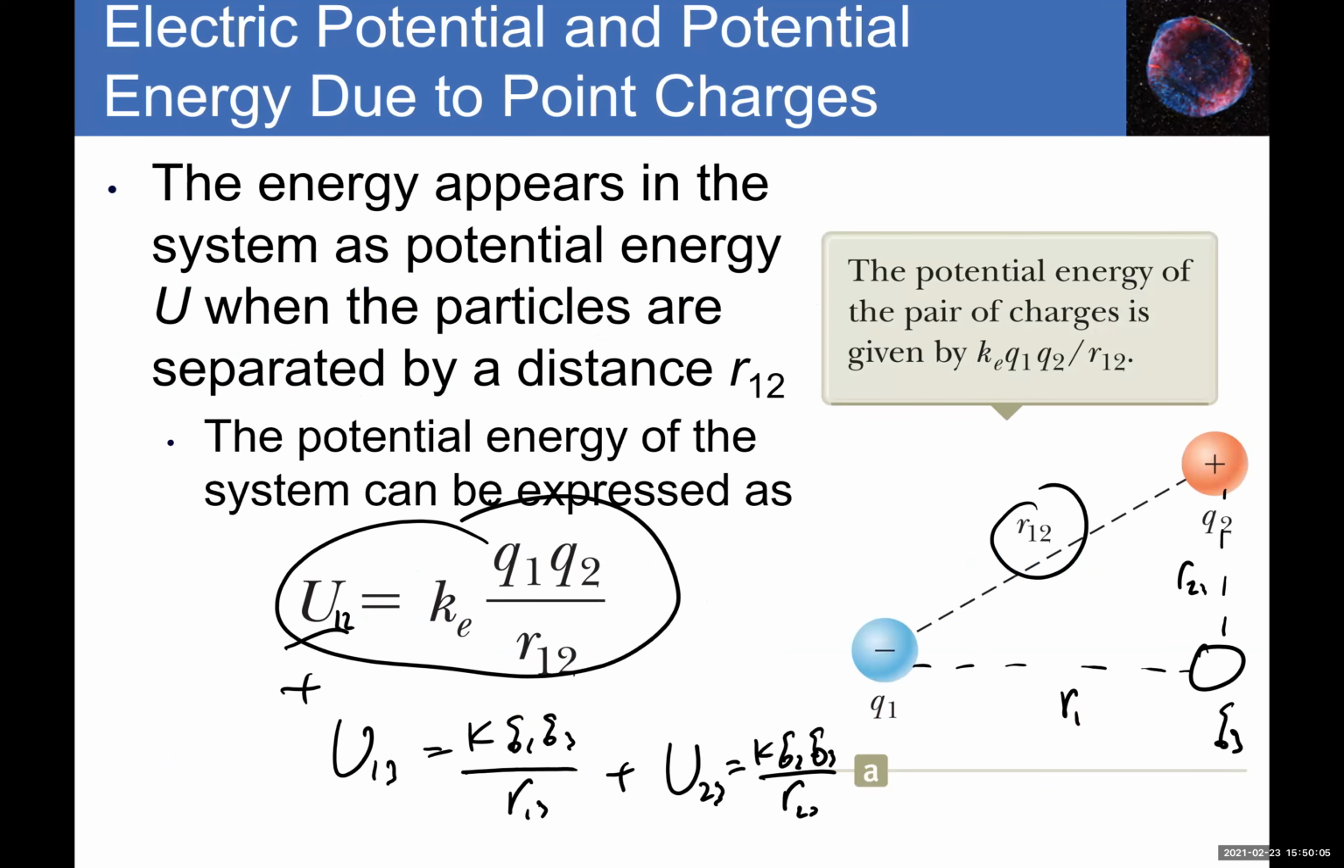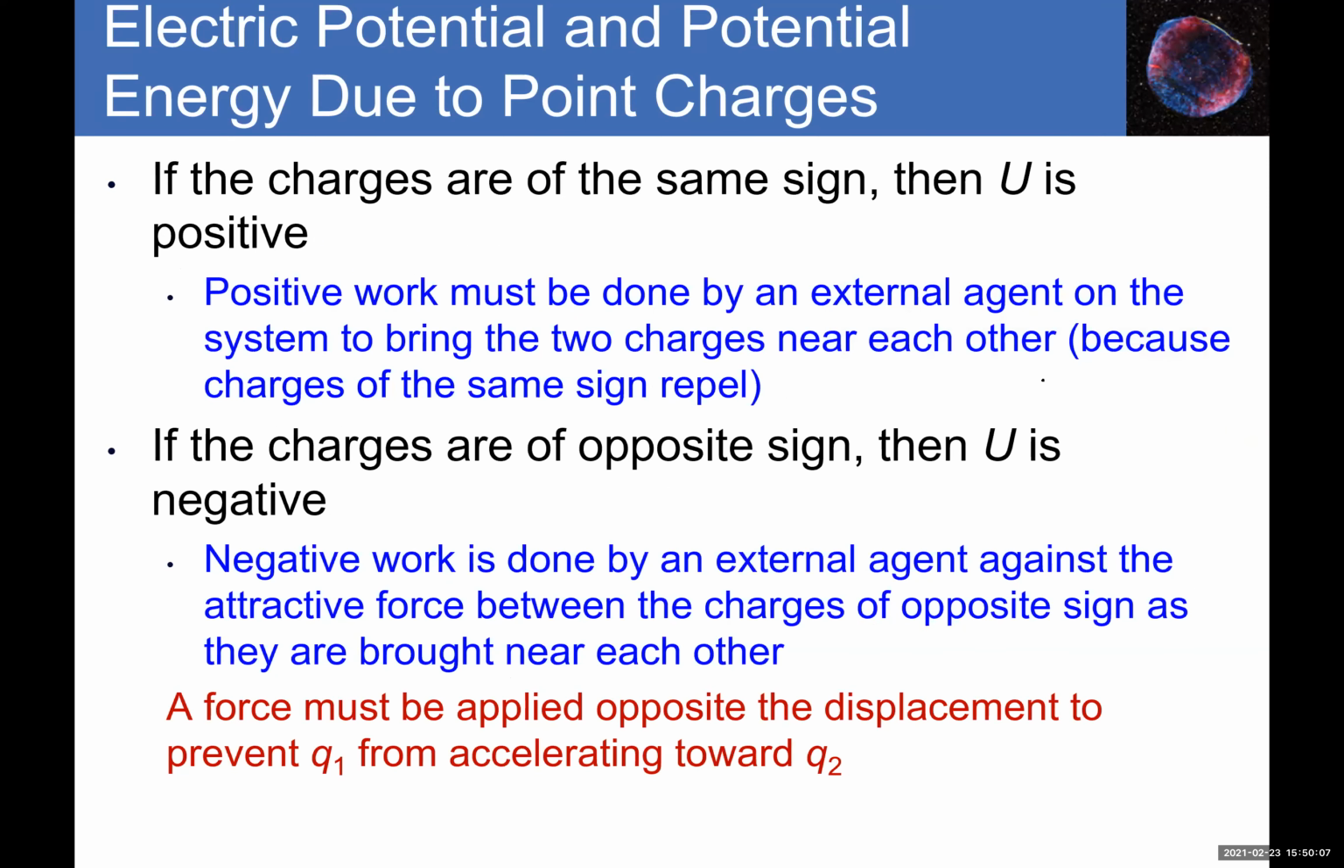Q1, Q2, both positive, U is positive. So the positive work must be done by an external agent on the system to bring the two charges near each other. Again, because positive, positive, they're always going to repel each other. To bring them close, you have to do work. The external agent has to do work, because the forces between them are pushing them apart.